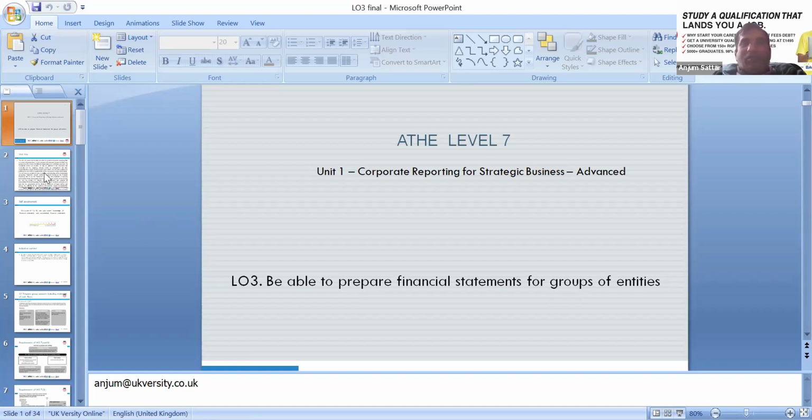Okay, so LO3 is to be able to prepare the financial statements for a group of entities. We'll go through the parent, subsidiary, associate element, and intra-company trading. We'll refer back to the handouts, which are available on our Moodle page, with the questions marked with the answers. We'll go through those and discuss how we can prepare our group financial statements.